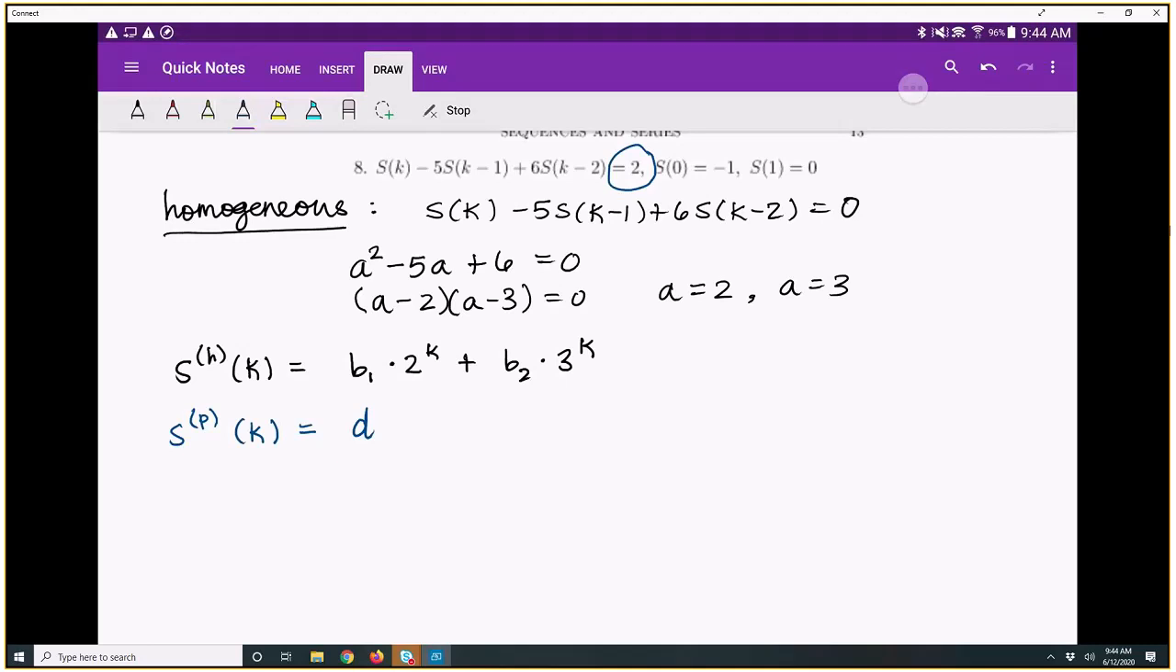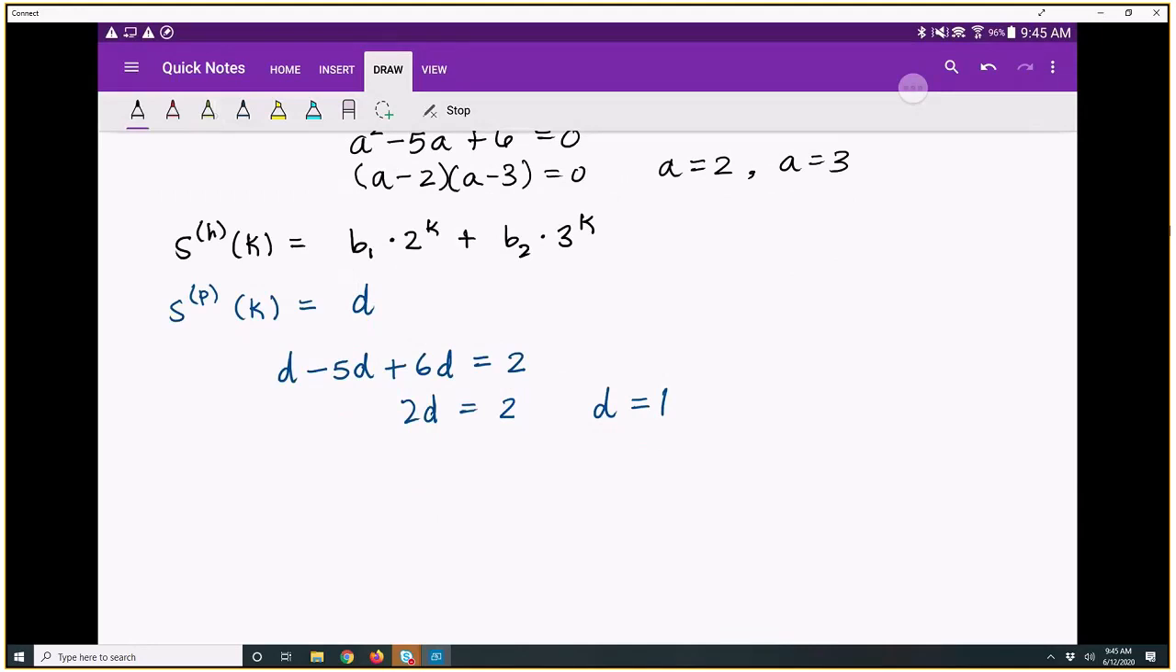And then I'm going to plug d into the relation. So I'll replace s of k by d. And minus 5s of k minus 1 is minus 5d. And plus 6s of k minus 2 is plus 6d. And that's equal to 2. I just substituted in my guess at my particular solution. Then I can simplify, and I have 2d equals 2, so d equals 1.